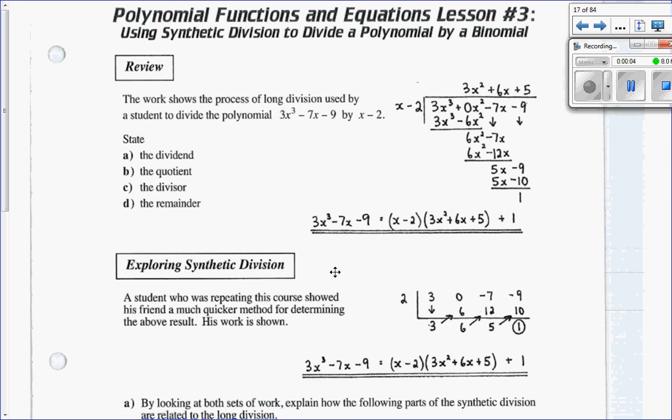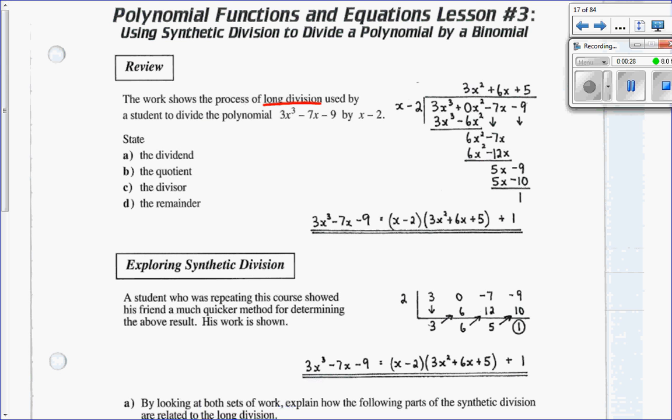Today's lesson is on page 303 in your red book. We're going to learn another way to divide a polynomial by a binomial, and this is using a process called synthetic division. Yesterday, you learned how to divide a polynomial by a binomial using the process of long division.